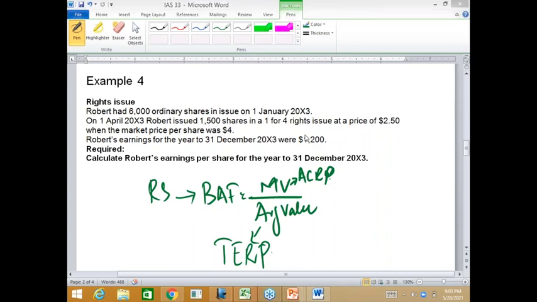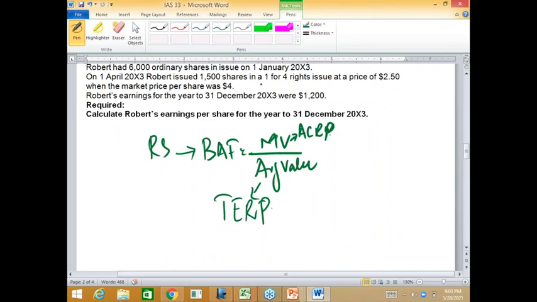The question is, what are rights shares? Rights shares means the shares which are issued to the existing shareholders at lower than the market value. Now, TERP means the theoretical ex-rights price.